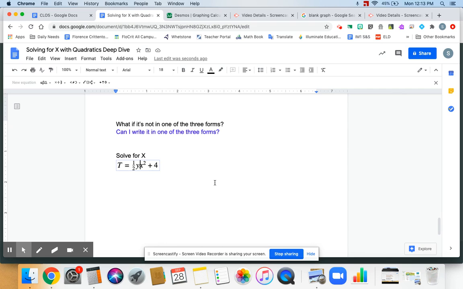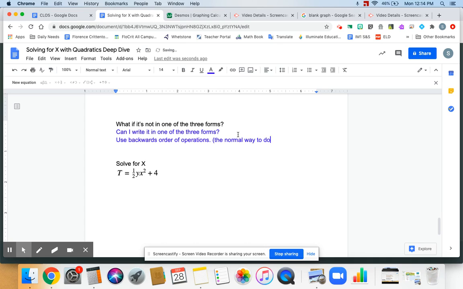So how do I solve for x? Well, I know it's a quadratic because of the squared. So how am I going to solve for x? Well, in general, I'm just going to use backwards order of operations. Because backwards order of operations is the normal way to do it. Usually, you should actually always ask yourself first, can I use order of operations backwards? The only reason why you can't do this is if there's 2 x's.